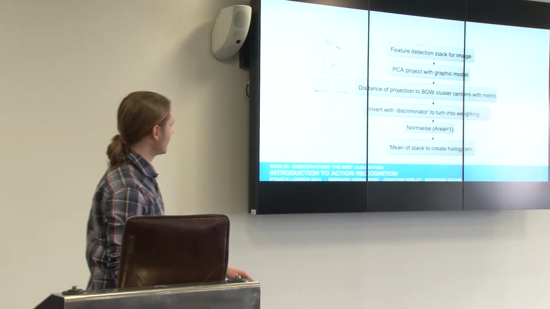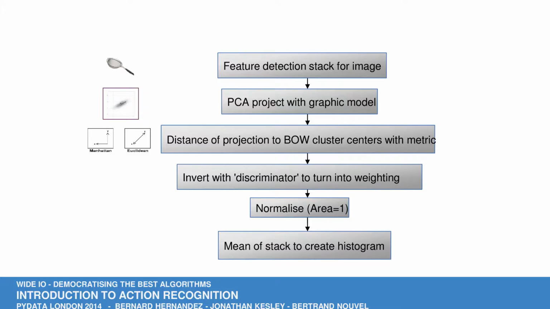And this is sort of how we do the computing features in terms of the bag of words. For each image, we get all the features, and we're just going to stack them, so we get one big matrix. Then we do the PCA projection to get it in the same basis as our graphical model. Then we're going to calculate the distances from these objects to the clusters.